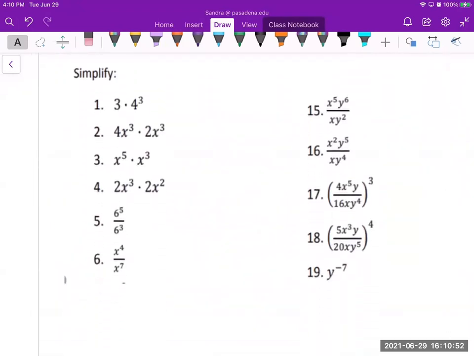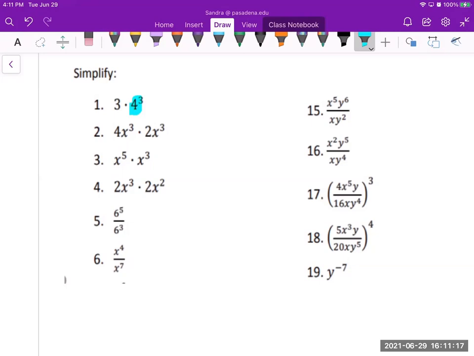Okay, so here we go with the examples. I'm going to start with number 1. As you can see, number 1 says 3 times 4 to the third power. But the bases are different. This one has a 4 raised to the third power, and the other one's just a 3. So the first thing to do is to actually do that one.